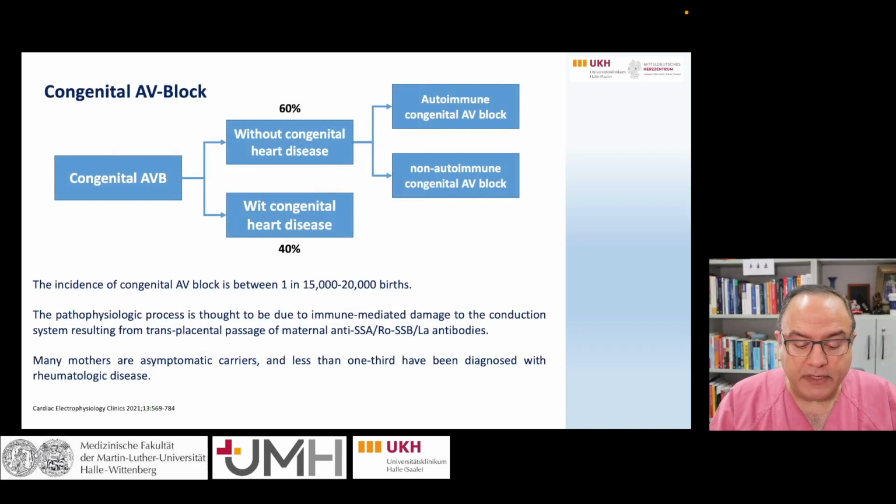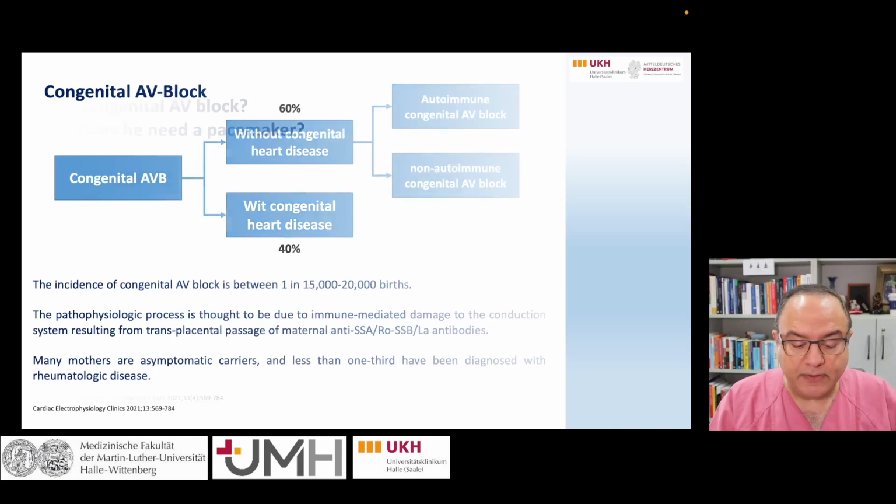Congenital AV block in 40% of the patients is accompanied with congenital heart disease, but in 60% of the patients, it's without congenital heart disease. And in almost all the cases, the reason is autoimmune congenital AV block, as you can see here.